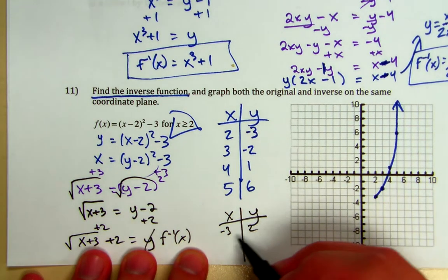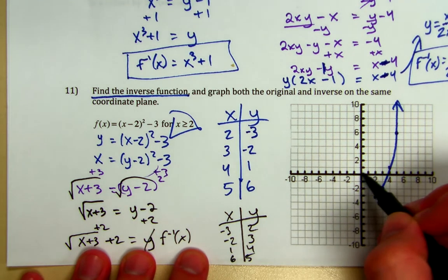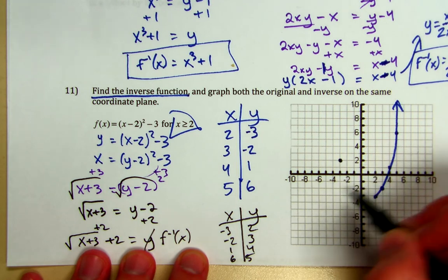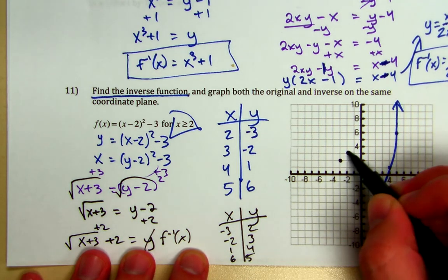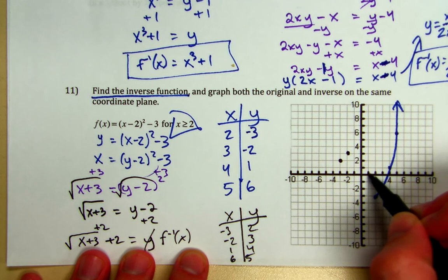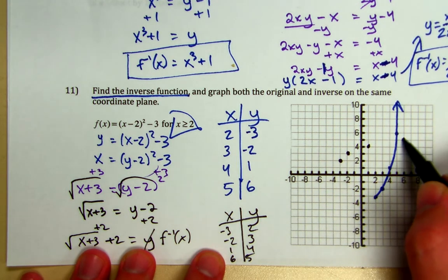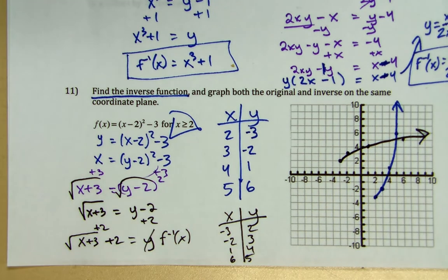Negative 3, 2, negative 2, 3, 1, 4, and 6, 5. So negative 3, we're going up to 2. Negative 2, going up to 3. 1, so positive 1 up to 4. And 6 up to 5. And that should be that half a parabola on its side. So then we got our inverse in black, and we've got our regular in blue.